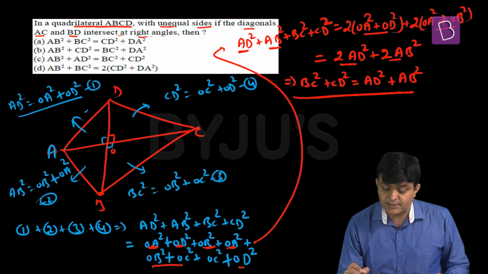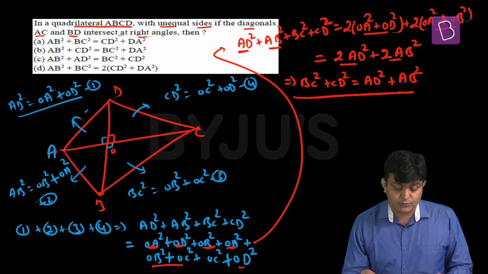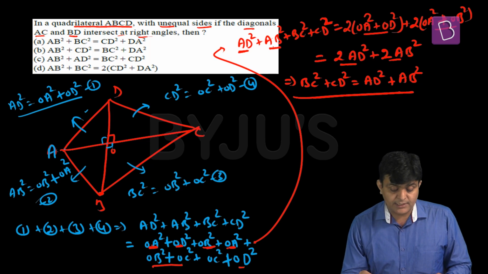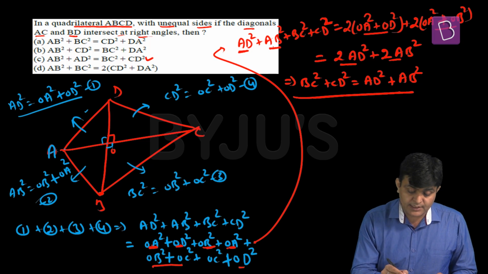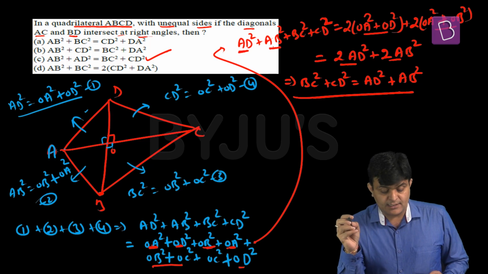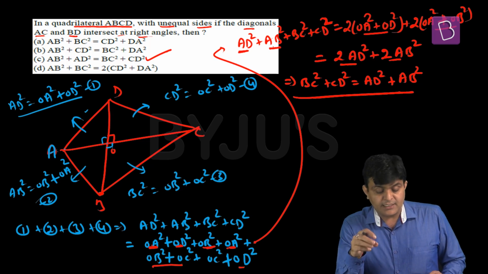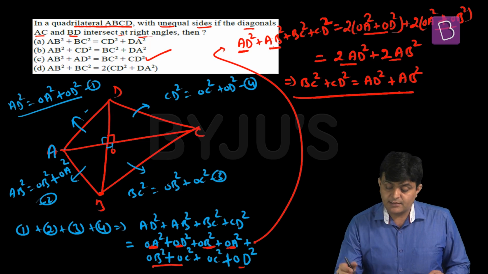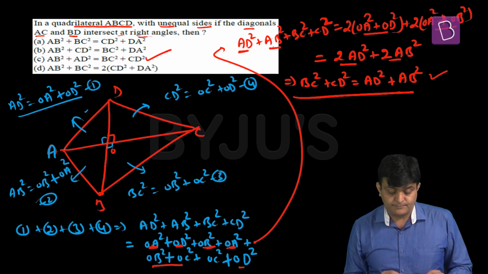This is my final answer. So BC square plus CD square is equal to AD square plus AB square. That means option C is our correct answer, right? And make it a direct result. When diagonals cut at right angle, then this result will happen.